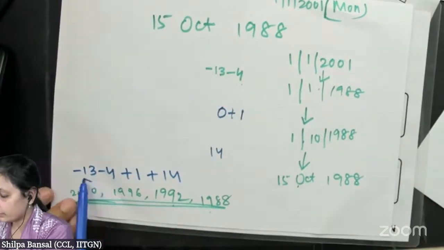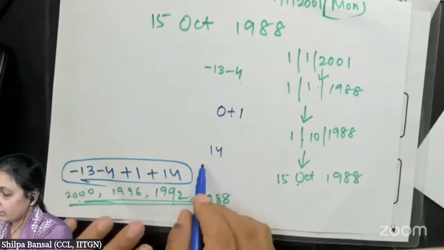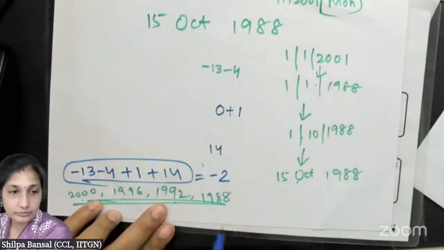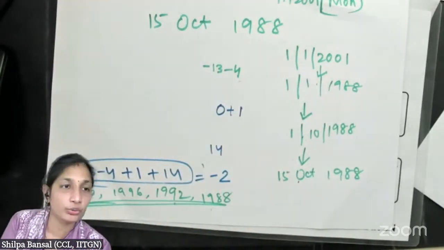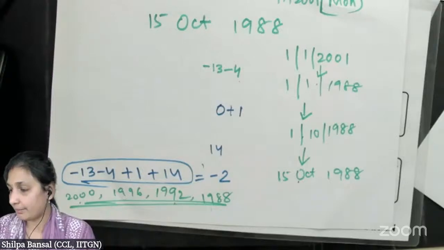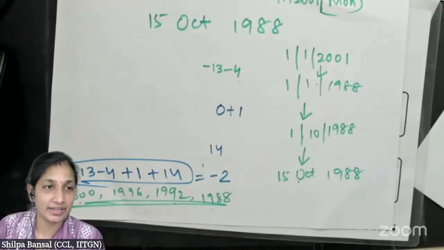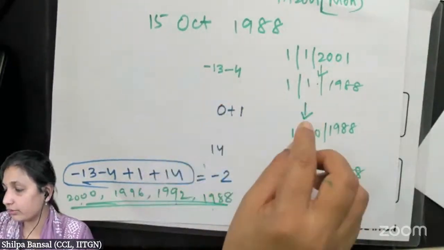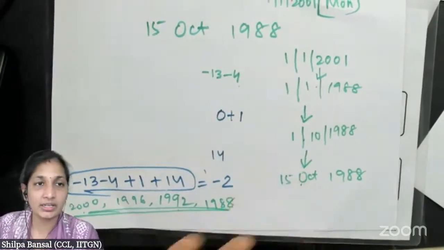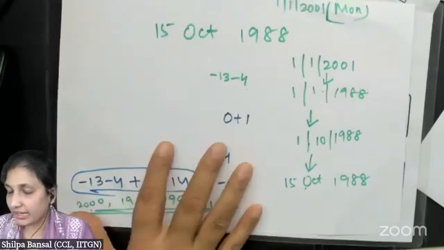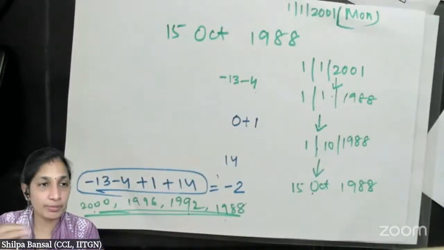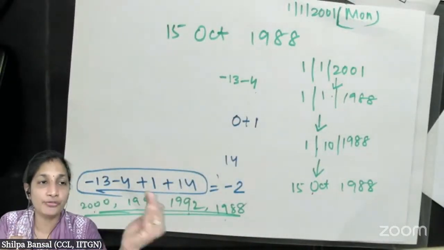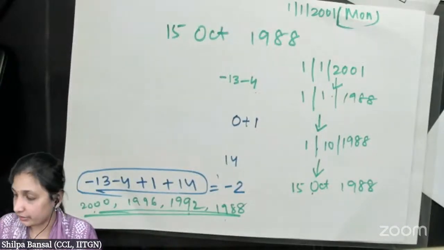So if you calculate, the total will be minus 2. Minus 2 is the same as 2 days back. It will be Saturday. If you calculate, it will be easy. So if you go back, you subtract. If you go forward, you add the days.